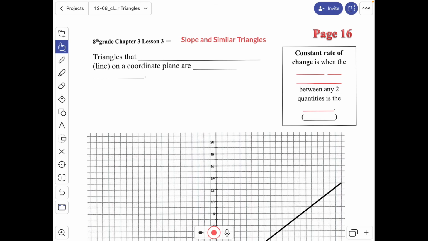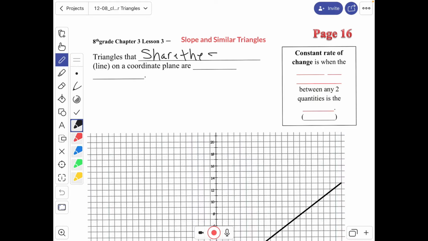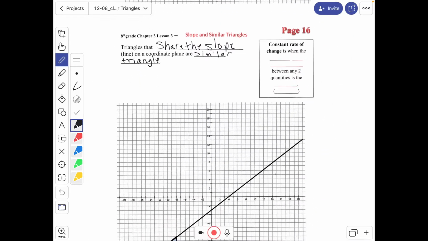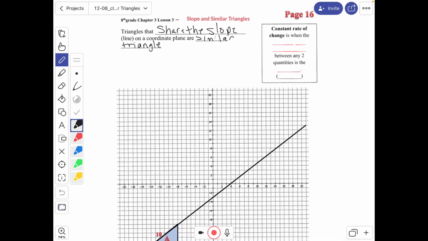Today we're covering 8th grade, Chapter 3, Lesson 3, Slope and Similar Triangles. Triangles that share the same slope, which is the line, on a coordinate plane are similar triangles. And we kind of talked about similar shapes yesterday. If they're similar, that means all their angles are equal and all of their sides are proportional.